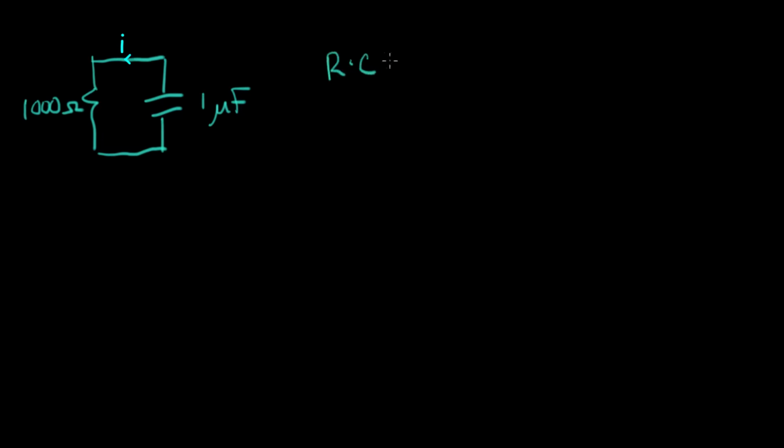So let's do a real quick example here with real values just to see how this equation works. We'll say that this is 1,000 ohms. That's our resistor. And we'll say C is 1 microfarad. What we want to work out is R times C equals 10 to the third times 10 to the minus sixth, and that equals 10 to the minus 3 seconds, or 1 millisecond. That's the product of R and C.